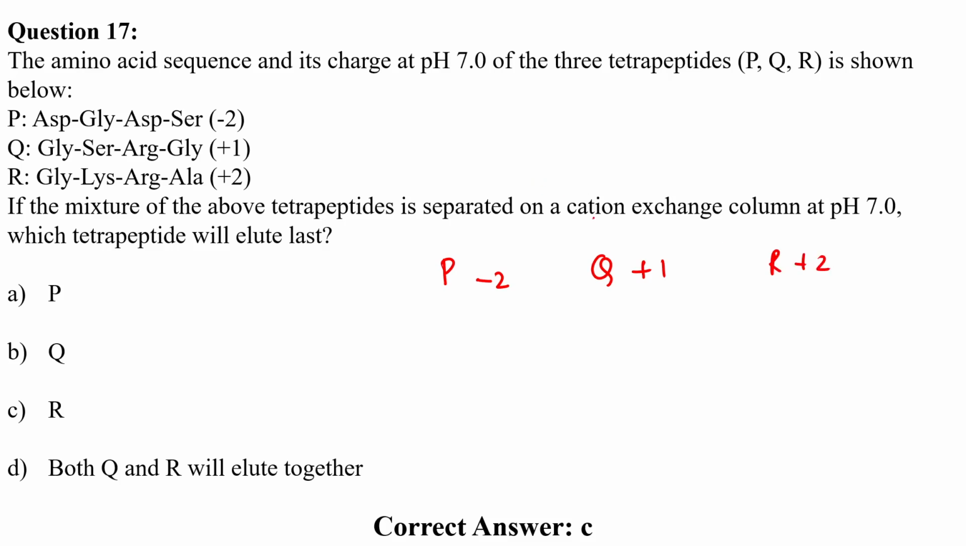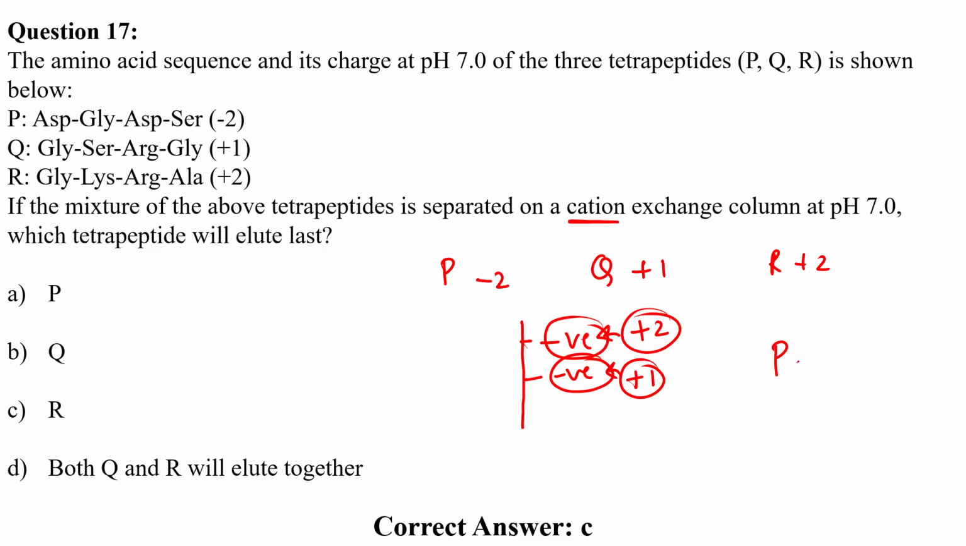Now it's a cation exchange column. What do we mean by cation exchange column? The matrix has negatively charged groups. So that means positive charge will bind. The most positive charge will bind more strongly, less positive charge will bind less strongly, and negative charge won't bind at all. So what will happen if I load the mixture of P, Q and R? P will elute first, then we will have Q, and then we will have R, because R is interacting most.